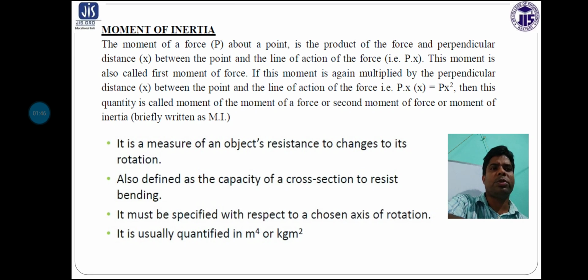Now this moment is also called the first moment of force. If this moment is again multiplied by the perpendicular distance x between the point and the line of action of the force, so Px into x, that means Px square, then this quantity is called the moment of the moment of a force, or second moment of force, or simply moment of inertia, which is briefly written as M.I.